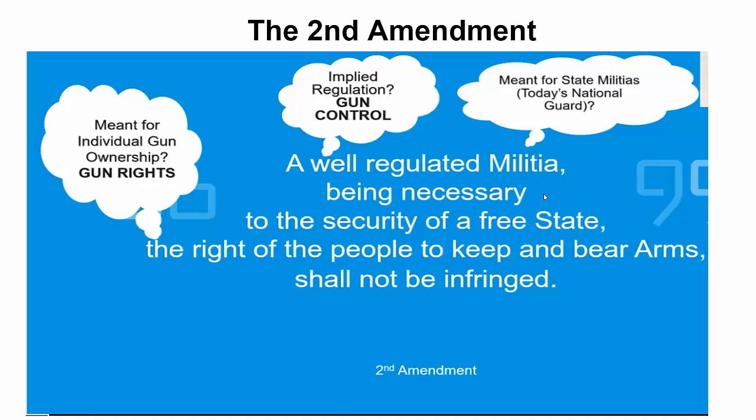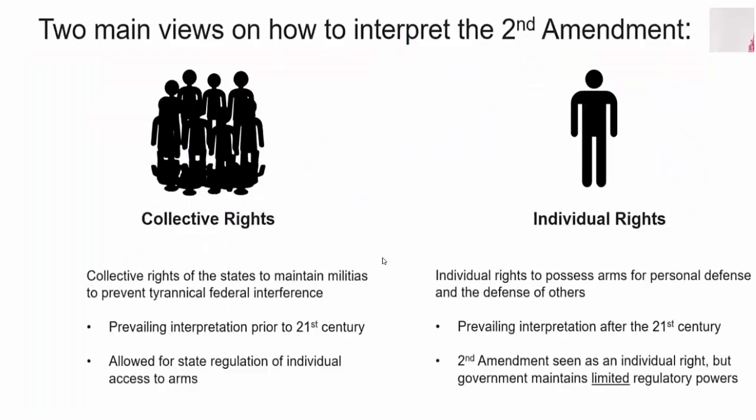And so there are questions that immediately arise from this text, right? Of course, this reference to the militia, that meant state militias at the time. Does that still apply today? Does that apply to just the National Guard? A well-regulated militia implies there should be some sort of regulation on this amendment. Does that mean gun control? And of course, does the Second Amendment apply to militias, or does it actually apply to individual gun ownership and protect gun rights in that way as well?